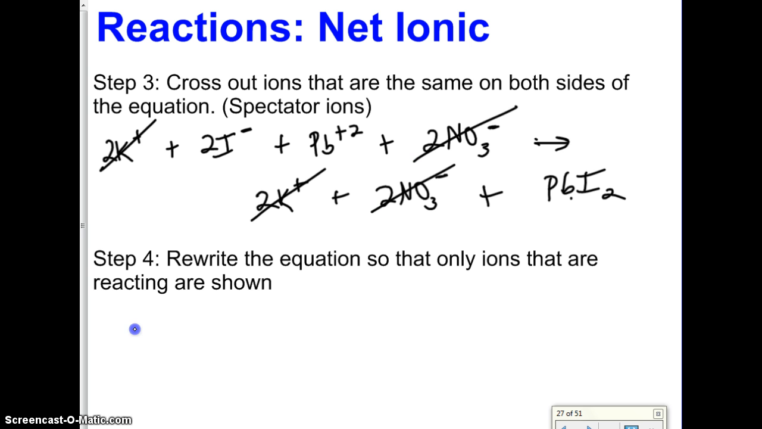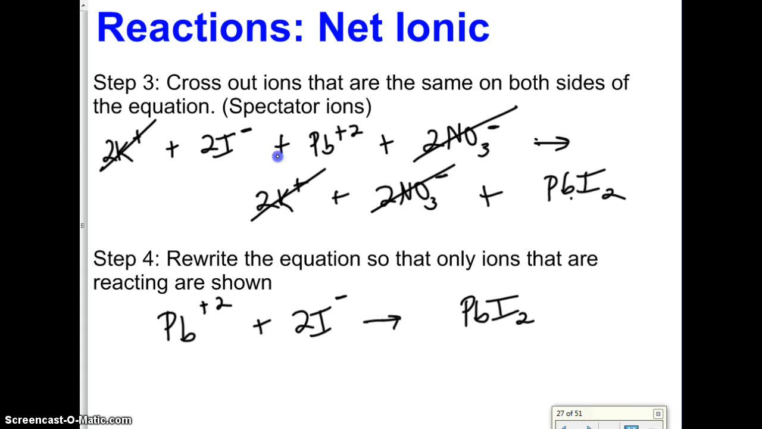So from there, we rewrite it, and I always put my metal back first if I have this type of situation, just because you guys know me. I'm a little OCD, and I like things to be in a specific order. So we have lead plus 2 iodides, and that's reacting to form lead iodide. So that's what's actually happening in the solution.